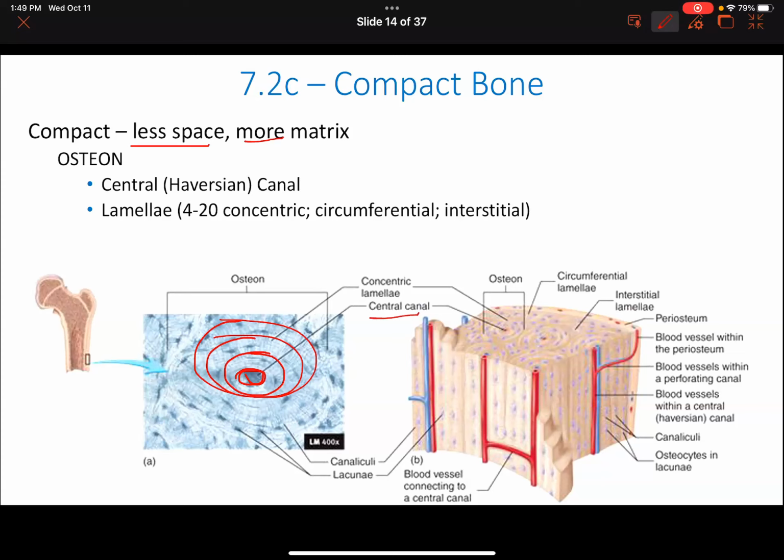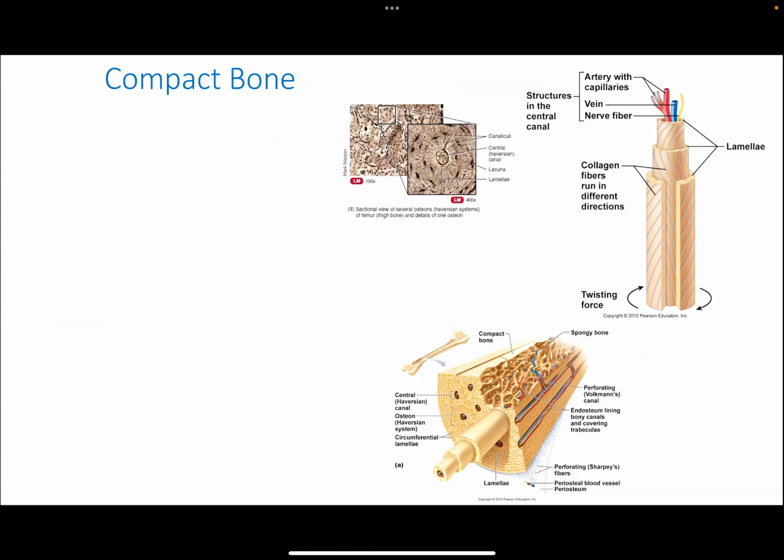It's got those tree rings, if you will, which are called lamellae. There can be 4 to 20 of them, concentric rings. We've got, again, the osteocytes in the lacunae, which in this image are the little dark spots, and then canaliculi that are connecting those osteocytes. I like this image of compact bone because I think it gives you an accurate depiction of how the layers of these concentric rings are aligned or set up to provide us with the most strength possible.